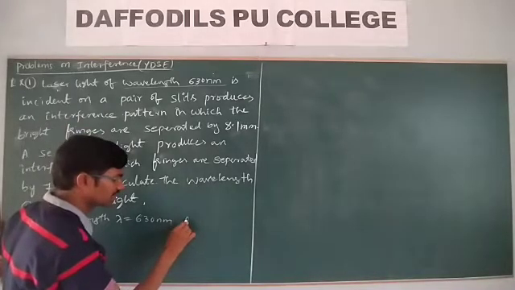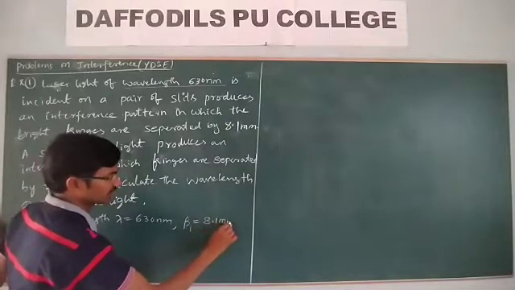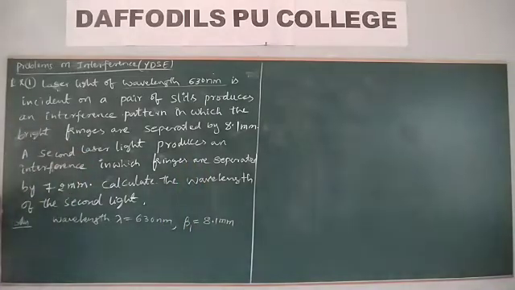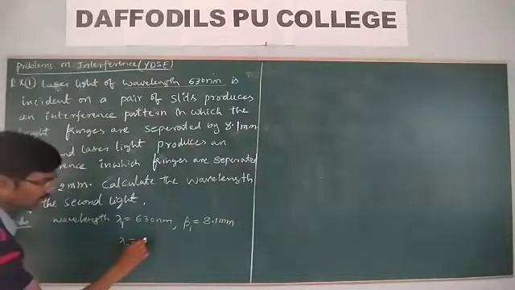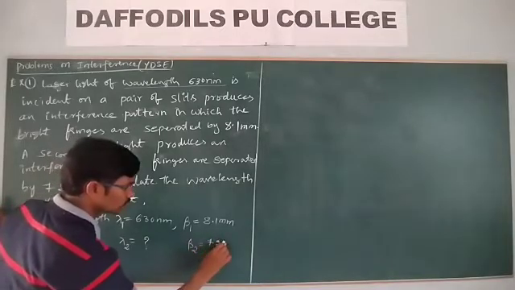In this case, what is the fringe width? Beta 1 is equal to 8.1 millimeter. Now, a second laser light produces an interference pattern in which fringes are separated by 7.2 millimeter. Calculate the wavelength of the second light. Let lambda 1 be the wavelength for which the fringe width is 8.1 millimeter, and lambda 2 the wavelength for which the fringe width is 7.2 millimeter.